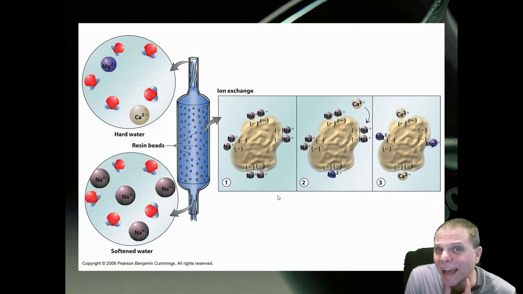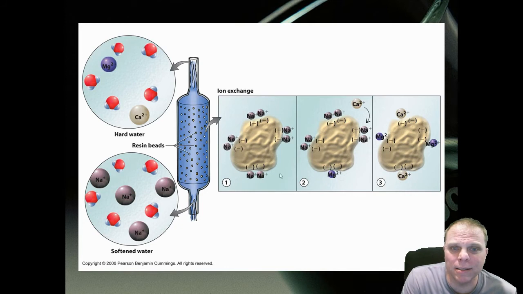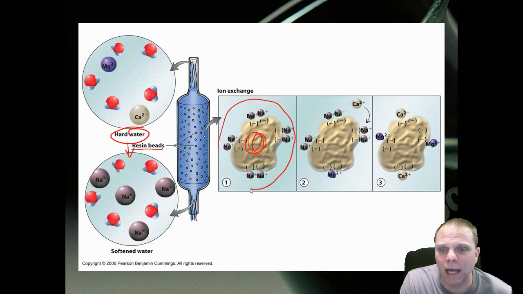Now, especially if you live in the mountains and you have hard water, you might have one of these in your house. Might be under your sink. This is something that is going to take hard water and basically turn it into soft water, okay? So it's got all these little resin beads inside. So here's one of those resin beads. And notice that this resin bead has got a bunch of sodium ions attached to it.